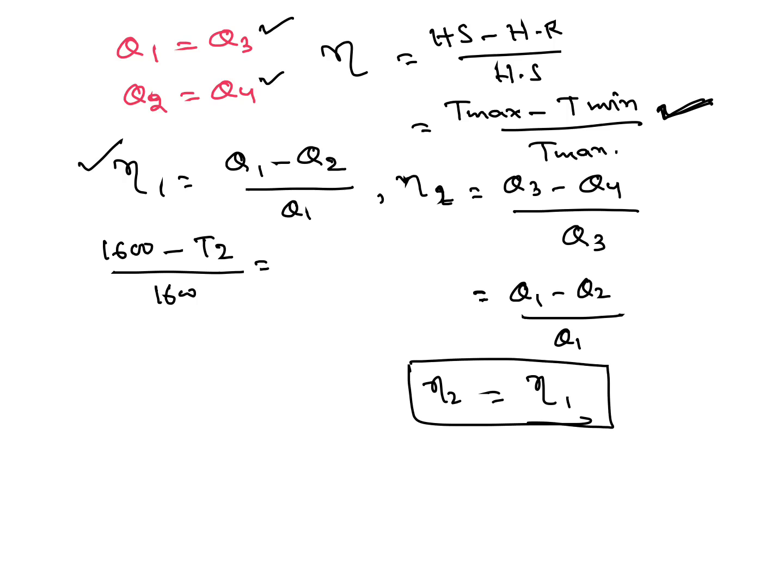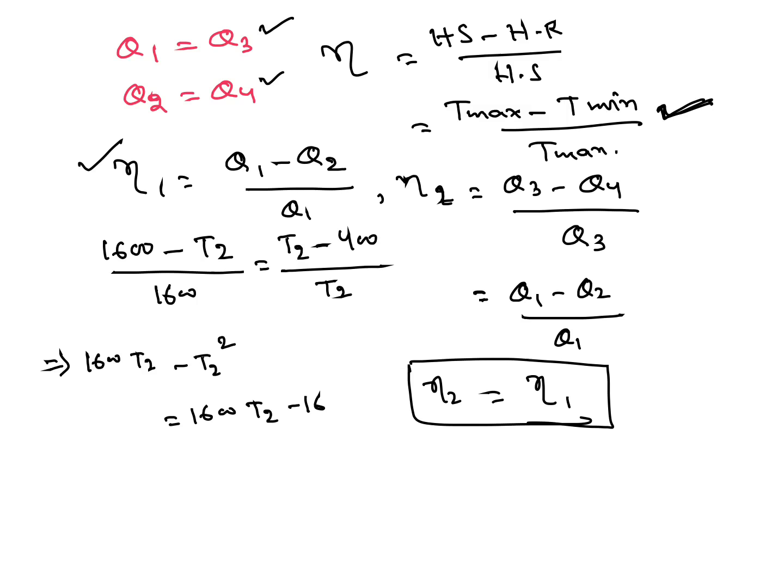Second engine efficiency is, for the second engine, maximum temperature is T2 and minimum temperature is 400, divided by T maximum is T2. If we solve this one, 1600 T2 minus T2 square equal to 1600 T2 minus 1600 into 400.